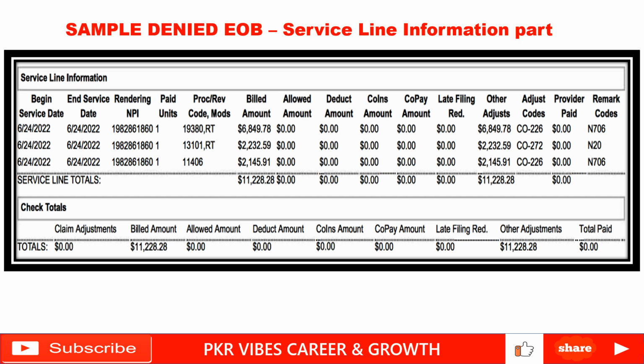Then you look at what the denial code is. You have to look at the adjustment code, which is the reason why it is denied. If there is a particular remark code, it additionally gives information clearly about why it is denied and what exactly they want. That is what a remark code is. In that way, you have to analyze and read this denied EOB.